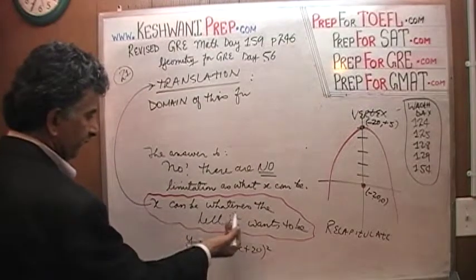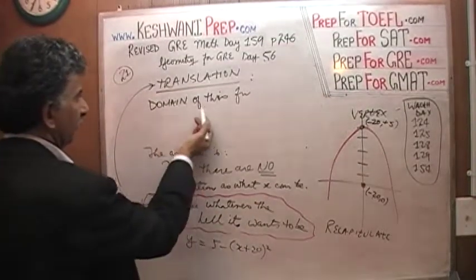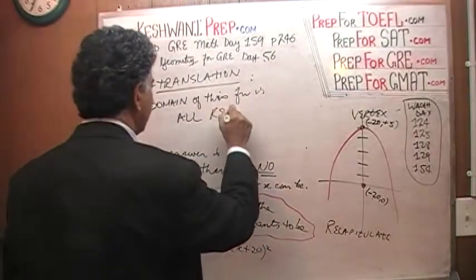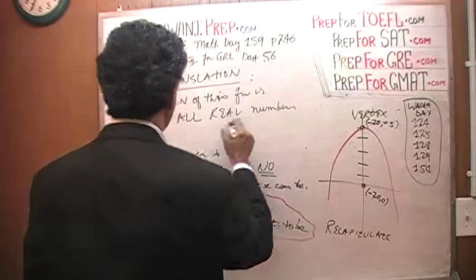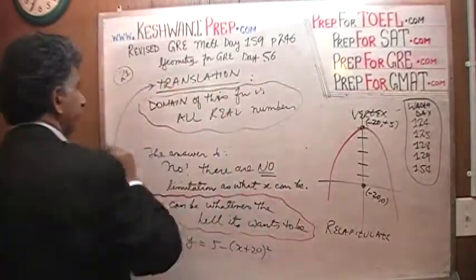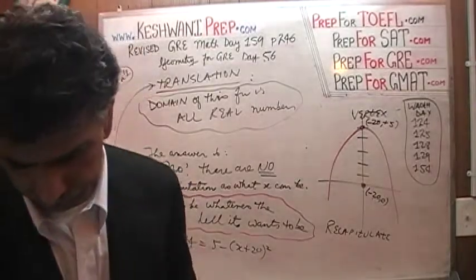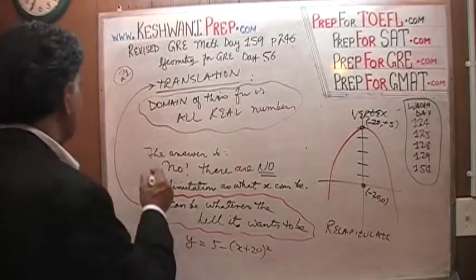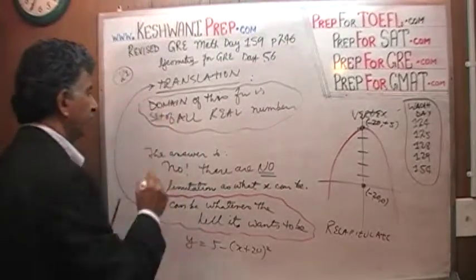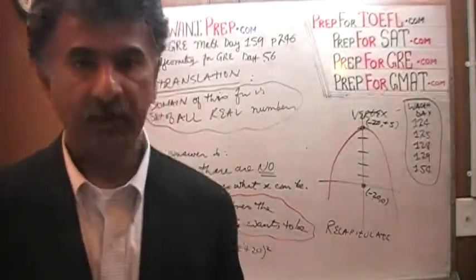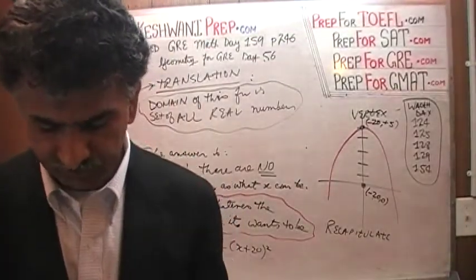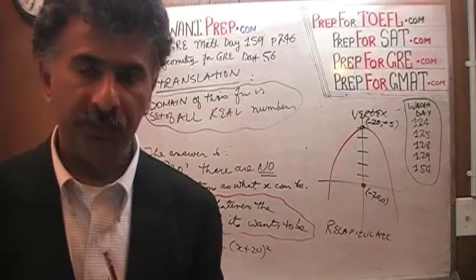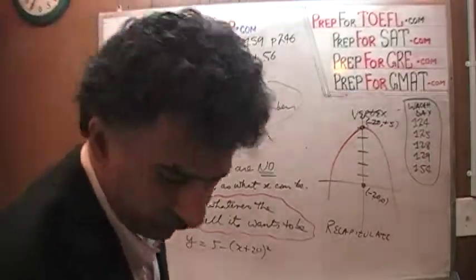So this is how we say it. X can be whatever the hell it wants to be. Translation is, domain of this function is all real numbers. Voila. That's all there is. Or better yet, they would say the domain of this function is the set of all real numbers. Now it's real geeky. That's how we say it. So that was the first thing they asked us in this question, to point out the domain of the function. We just did that. Let's carry on then.